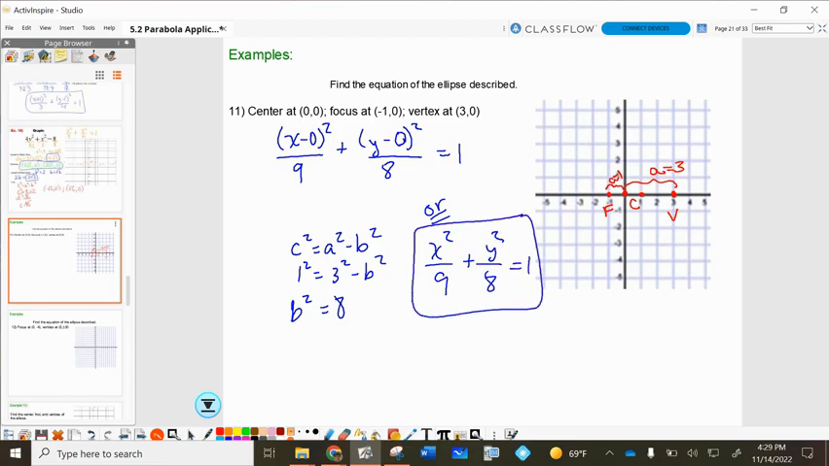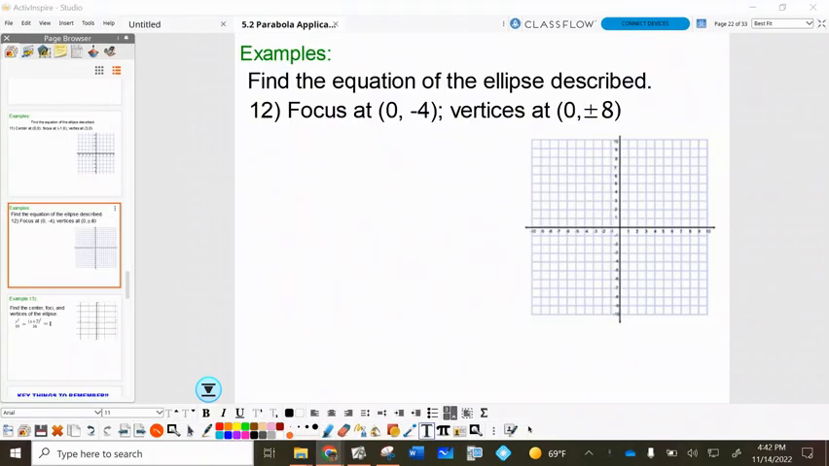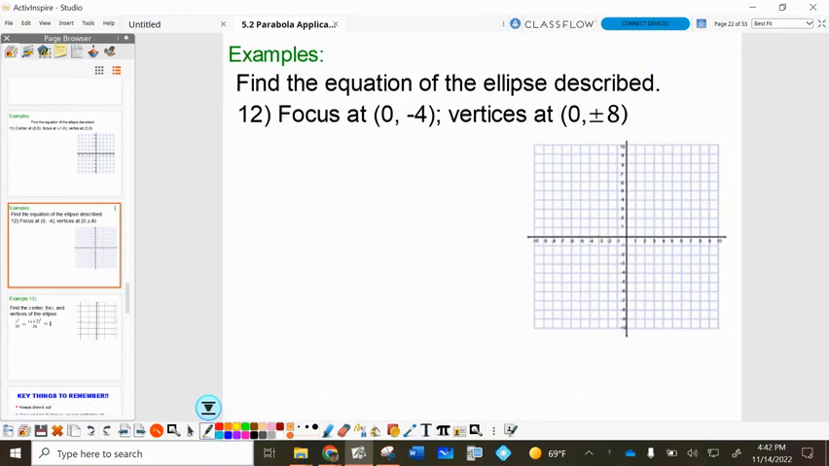Okay. All right, let's take a look. It says find the equation of the ellipse described. The focus is at 0, negative 4. So let's see where that's at. 0, negative 4 is the focus.